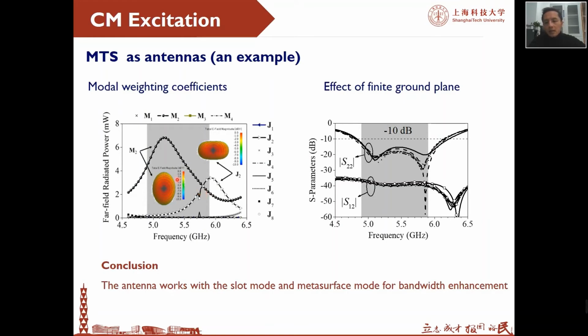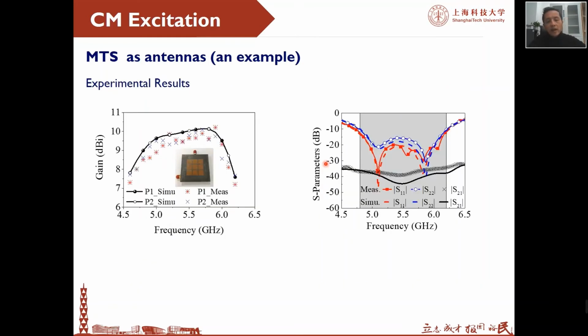And once we do that, if we calculate the far field radiated power and decompose it into each mode, we have a slot mode at a lower frequency, and also the metasurface mode, the fundamental mode, at higher frequency. The conclusion is that the antenna works with the slot mode and also the extraordinary TM03 mode of the metasurface for bandwidth enhancement, let's say the impedance bandwidth and also the gain bandwidth.